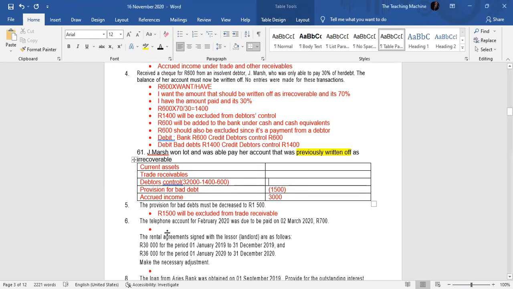Number 6, the telephone account for February was due to be paid on 2nd of March 2020, and it's 700. The financial year ends on the 28th of February 2020. Now this 700 will be paid when? On the 2nd of March. Now, this 700 should be treated as what we call accrued expense. What is an accrued expense? Expense that is due, expense that is outstanding. Okay, so under current liabilities, under trade and other payables, we'll have 700 as accrued expense.